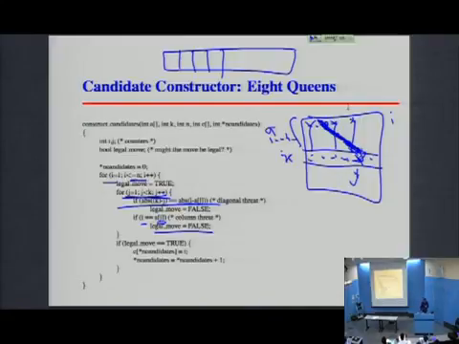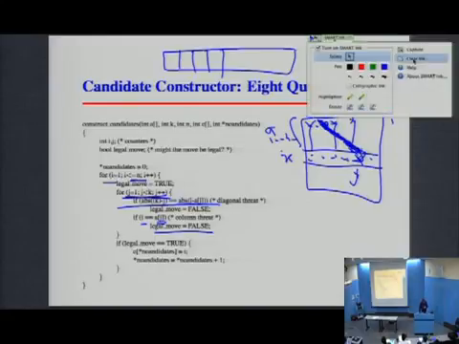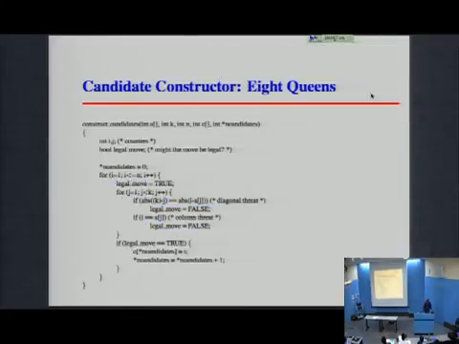And if there is a way that I am threatened, then this move is going to be marked as not legal. If the move after testing every queen is still legal, then I add it to my set of candidates. Any questions about that?